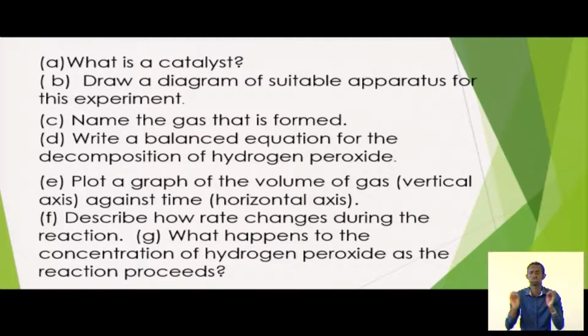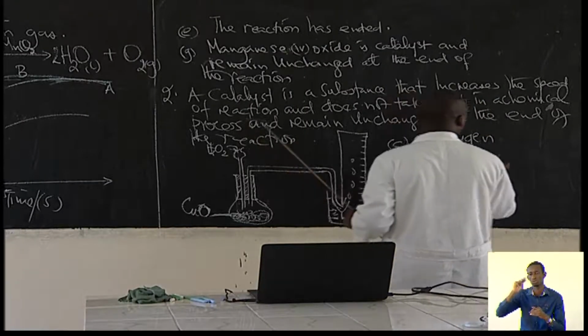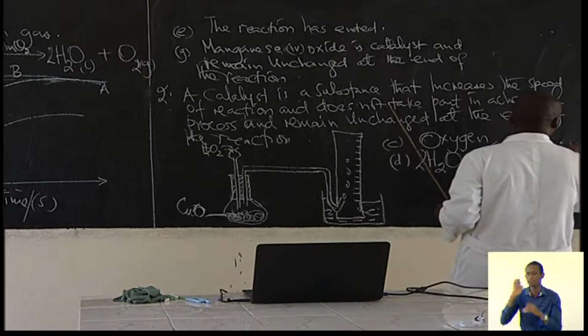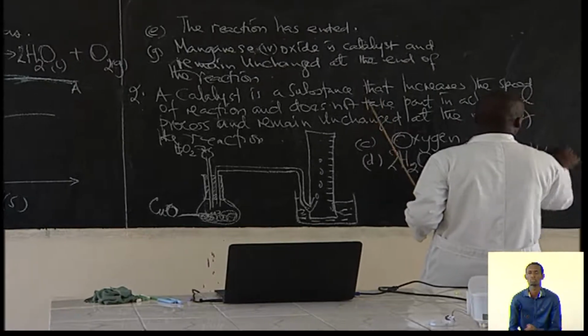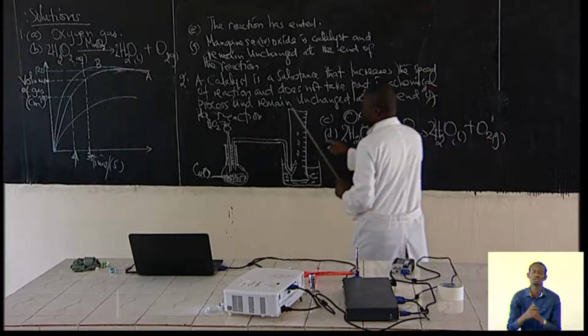Name the gas produced. We had named the gas already before. So that is part C. We said the gas is oxygen. And write the balanced equation. We had even written the balanced equation for that reaction before. So balanced. This time we'll have copper(II) oxide. That is the only difference that we have. Oxygen. This is water, and the oxygen gas that we are collecting there.